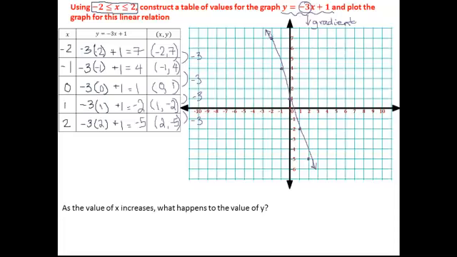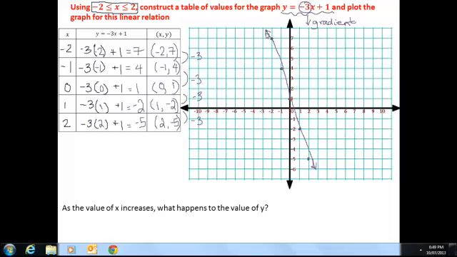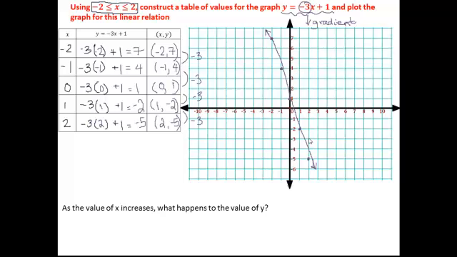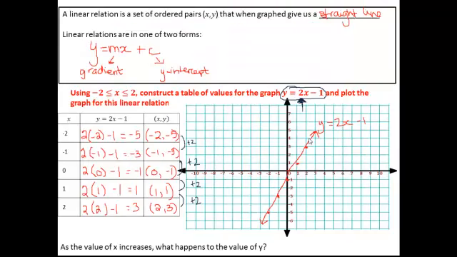Also, what you can see here is that the line is going down from left to right. That's because we've got a negative gradient. So if we look back to the one we did before, you can see that this one had a positive gradient, had a gradient of 2, and this line is going up from left to right.